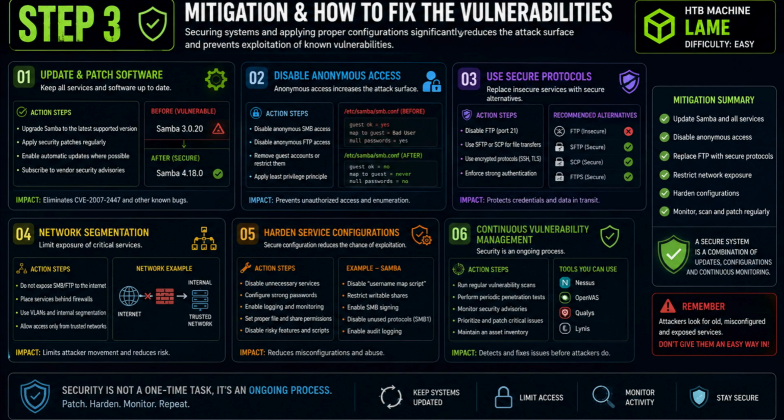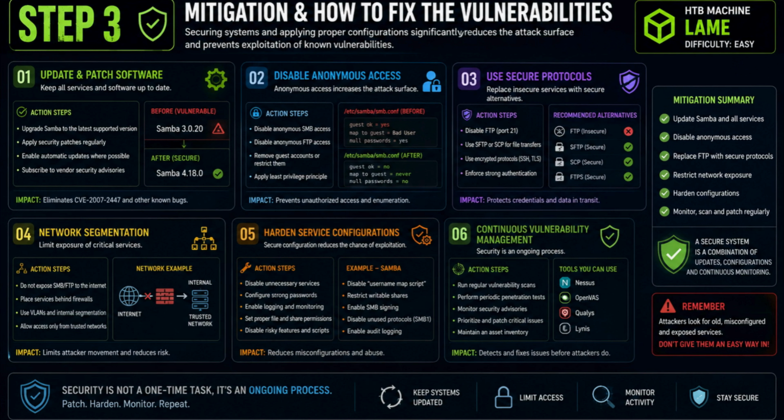Now let's talk about how we can fix these vulnerabilities and mitigate them. If we found these open vulnerabilities in a real environment, what is the fix? There are a couple of approaches to fix these vulnerabilities. Number one is to update and patch the software. If there is any older version of the software, we have to upgrade it to the latest version, which will fix the vulnerability. Like Samba 3.0.20 should be updated to 4.18.0.